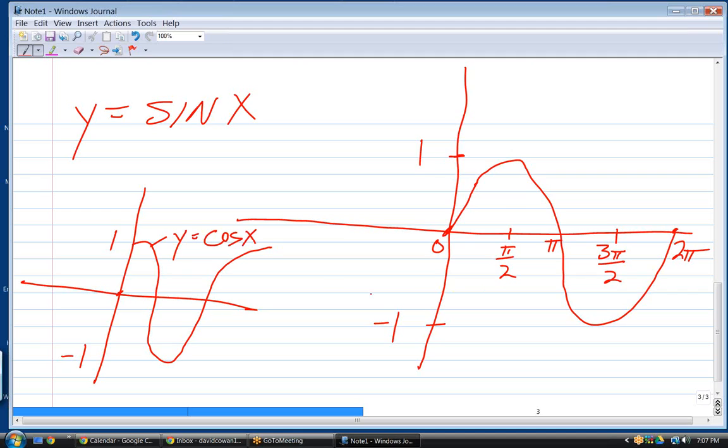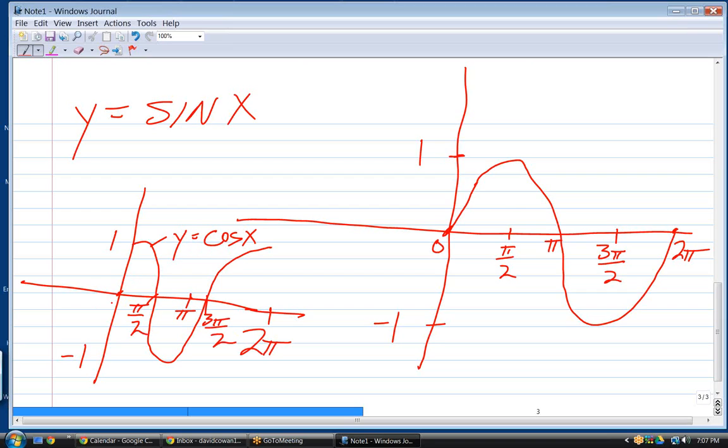But the key similarity is you break it down into quarter points. Both have a natural period of 2 pi, and both, if you break it down into its quarter points, you will see that those are key points in both curves.